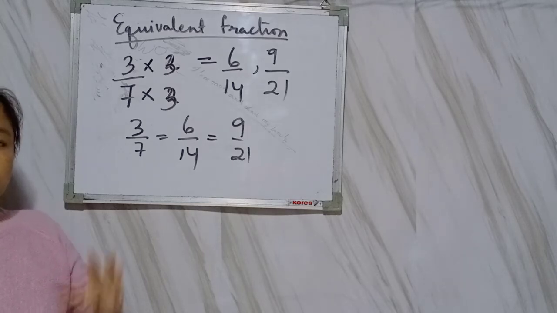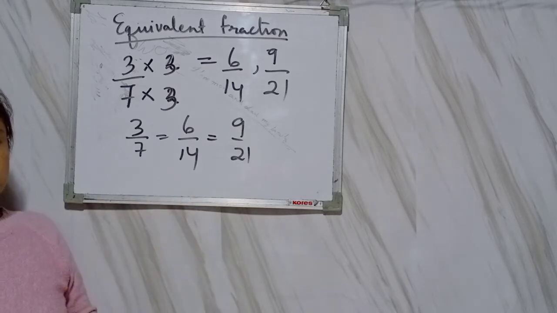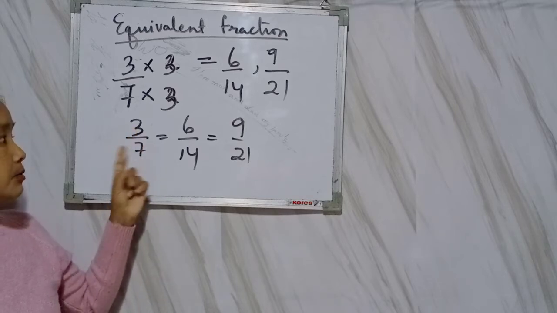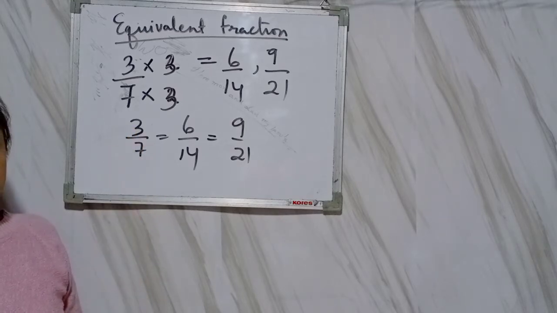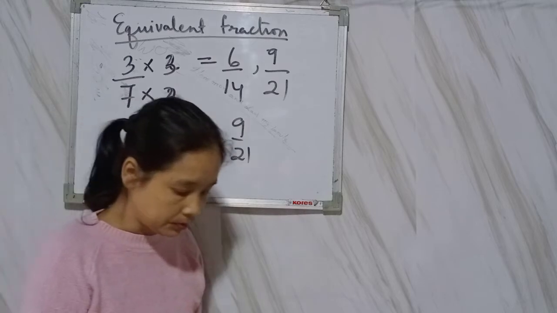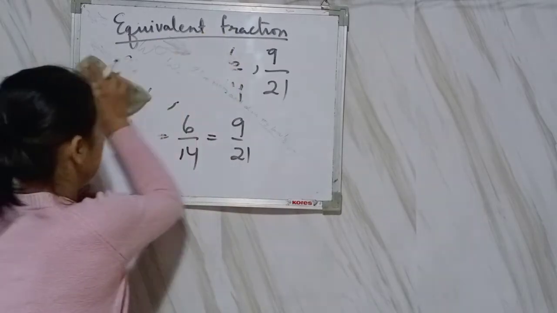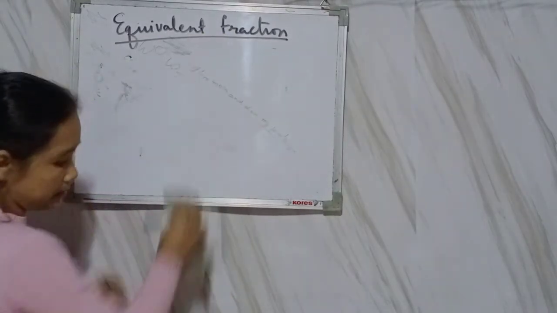That is because when you reduce that number into its lowest term, you will exactly get 3 by 7. Is it clear? So that is how you have to find out the equivalent fraction.